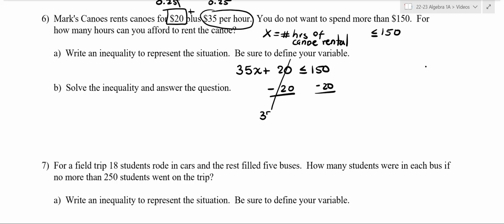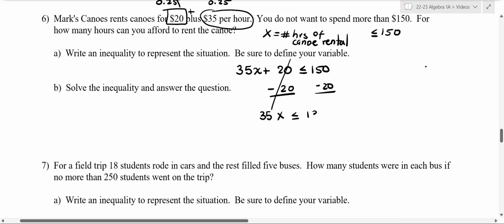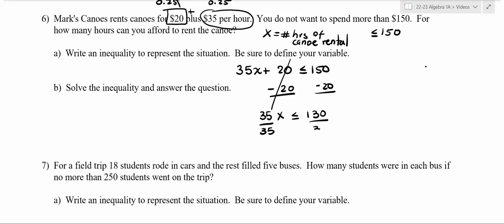So we have 35x less than or equal to 130. And we want to isolate x, so we divide by 35. 35 is positive. 130 divided by 35 is 3.7. 3.7 hours, so almost 4 hours, but not quite. That's the only way that you'll spend no more than $150.